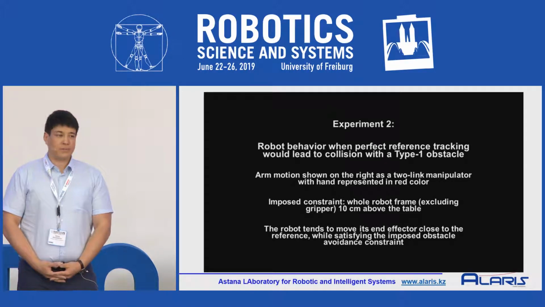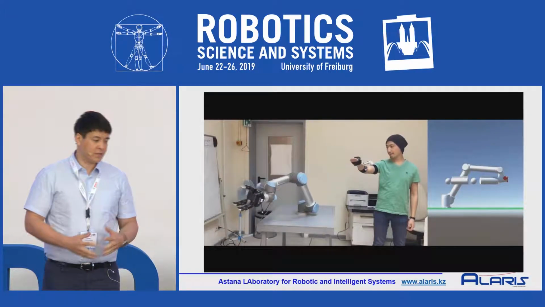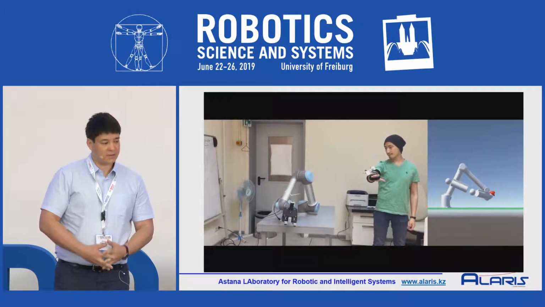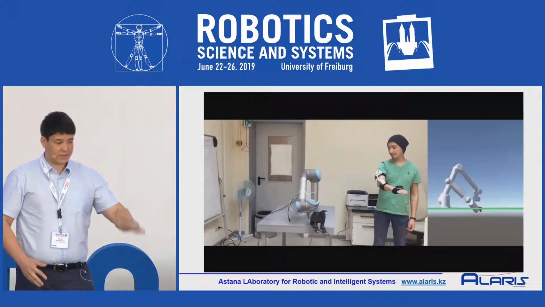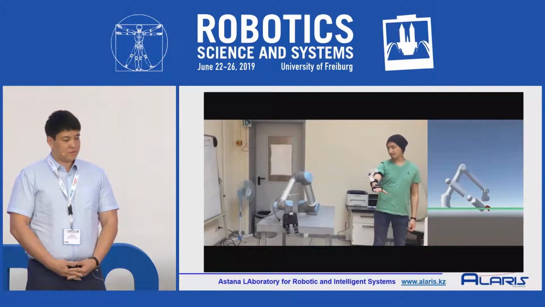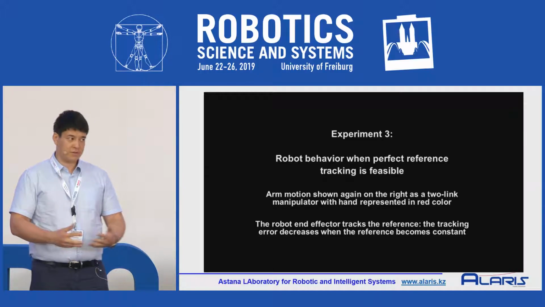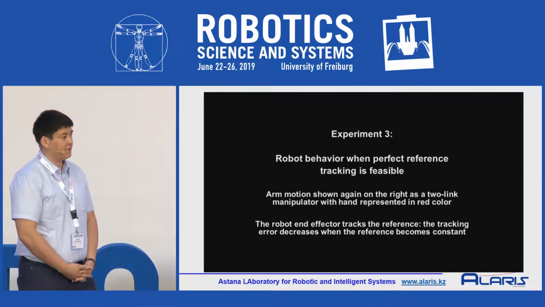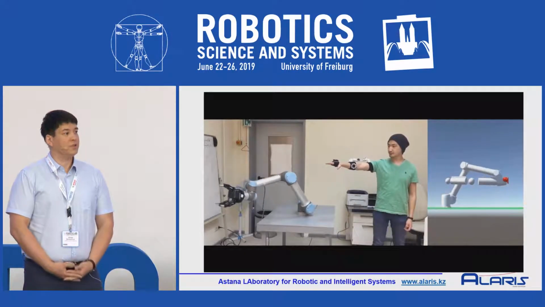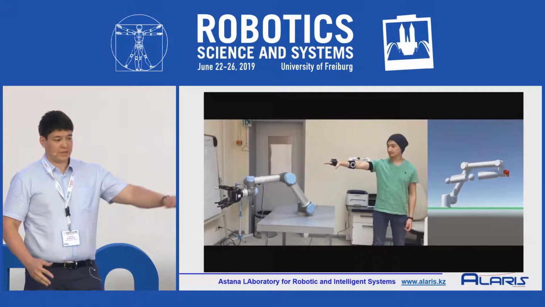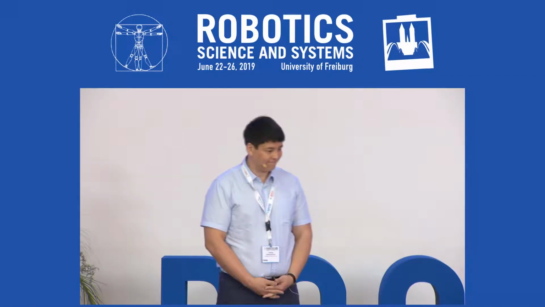In the second experiment, we defined a threshold limit 10 centimeters above the table level, so that even if the reference from the human operator goes beyond the table level, the robot does not collide with the surface of the table. In this case, the robot satisfies that constraint. And the third experiment demonstrates the stability of the system, so that the robot perfectly tracks the human hand position. Thank you very much.